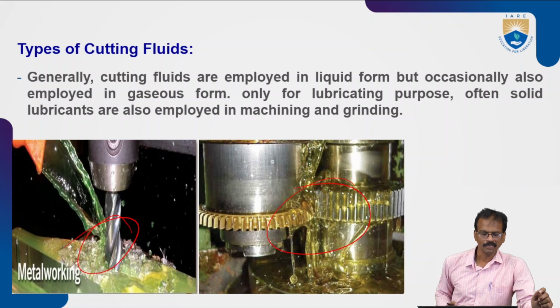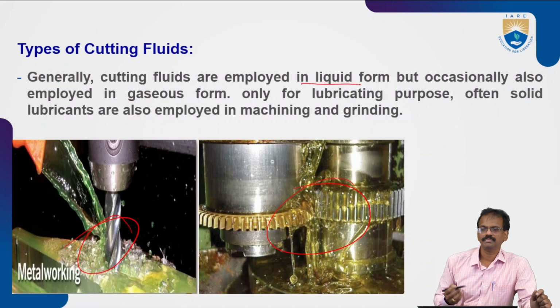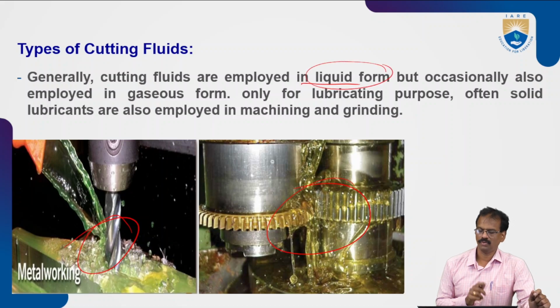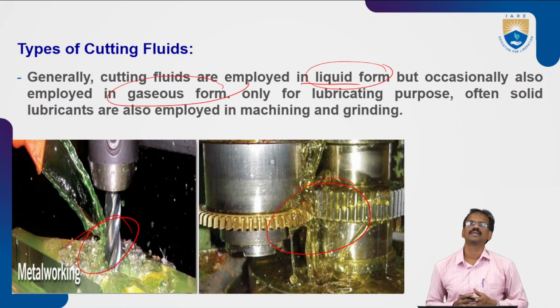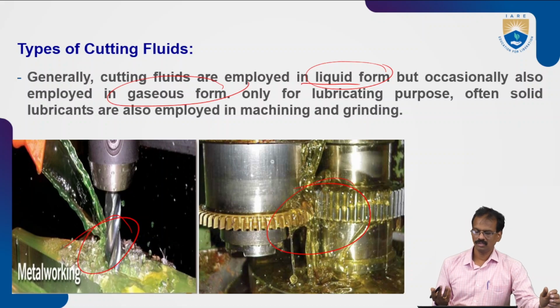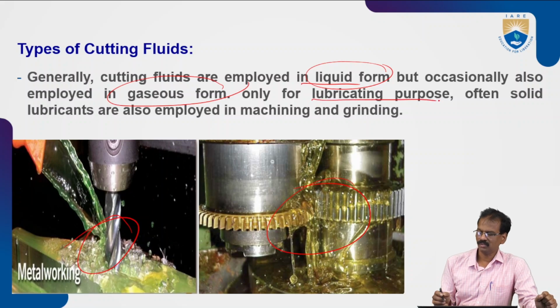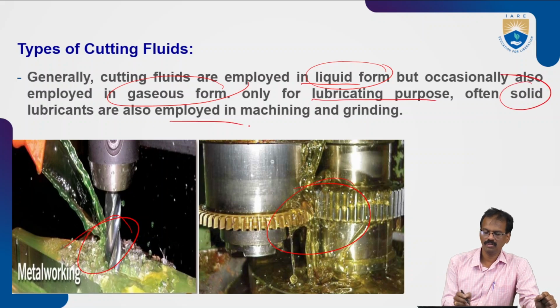Okay, so we'll see. Generally, cutting fluids are employed in liquid form. Most probably 90% of the cutting fluids are in liquid form, but occasionally also employed in gaseous forms. Because if you take the grey cast iron, the liquids will react with the grey cast iron. In the case of machining of the grey cast iron, we have to use the gases instead of liquids. Okay, so we'll see that one also. Only for lubricating purposes, often solid lubricants are also employed in machining and grinding processes.